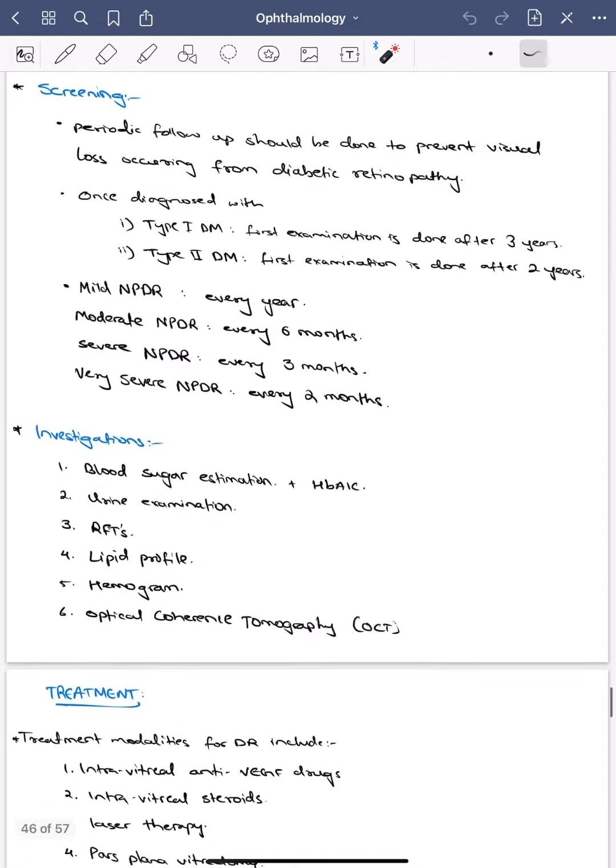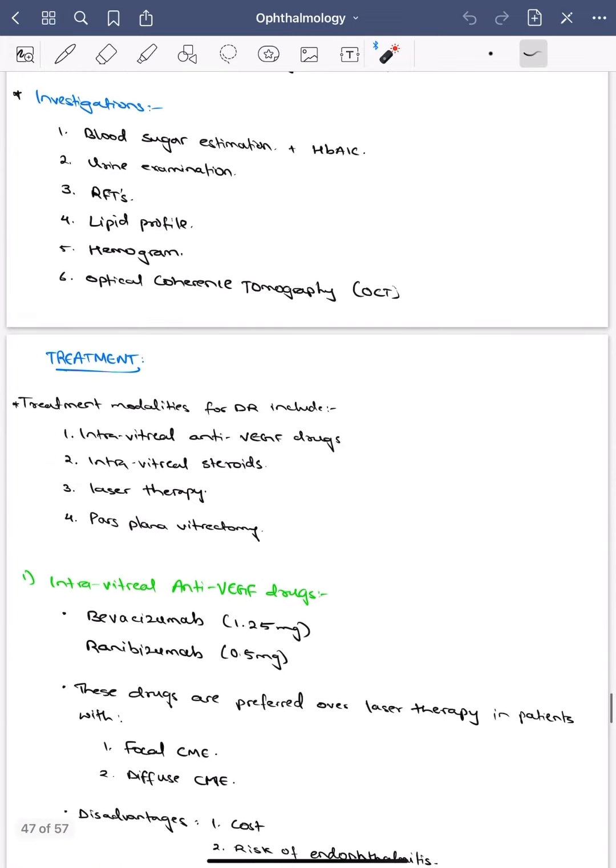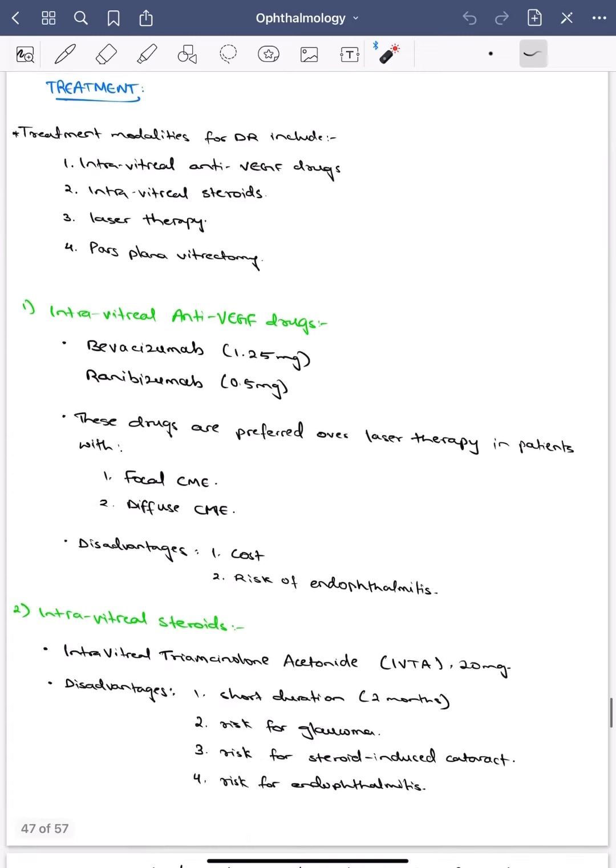The second is investigations. Now the investigations include blood sugar estimation and HbA1c count. The second is urine examination. The third is renal function test. Fourth is lipid profile. The fifth is hemogram, and the sixth is optical coherence tomography, or OCT in short. So these are the investigations to be done. Now coming to the treatment.